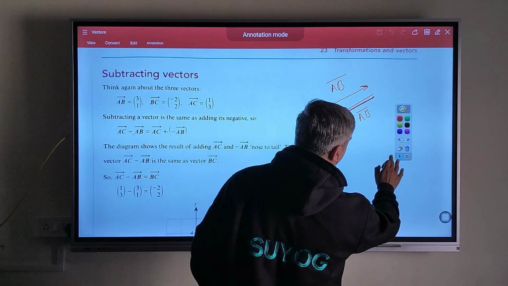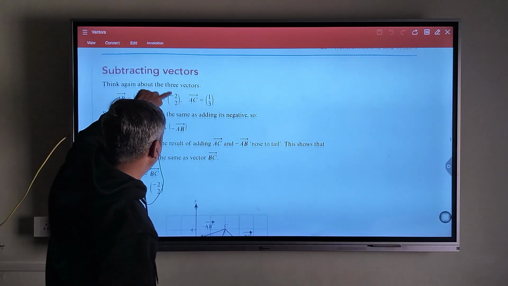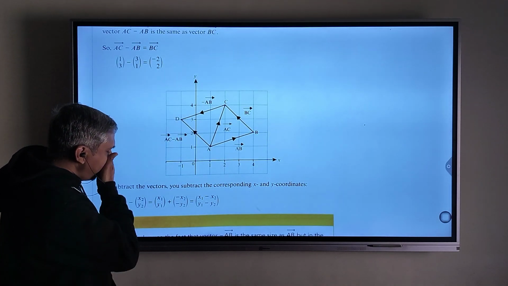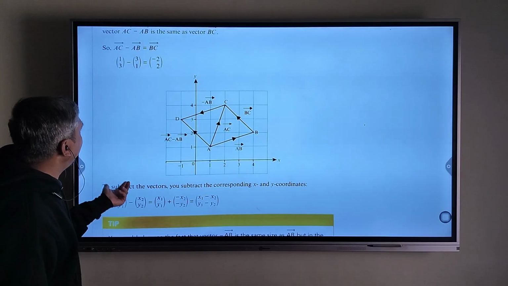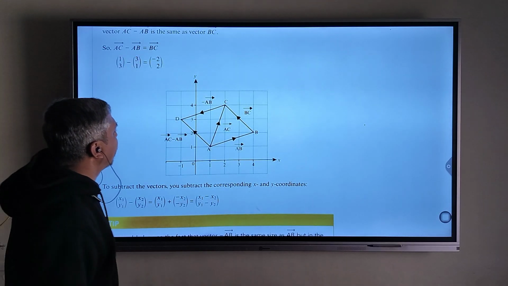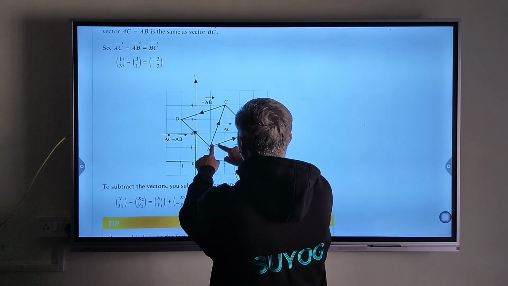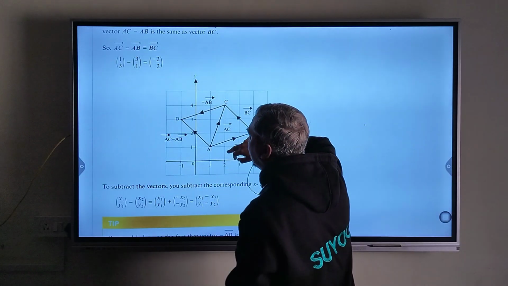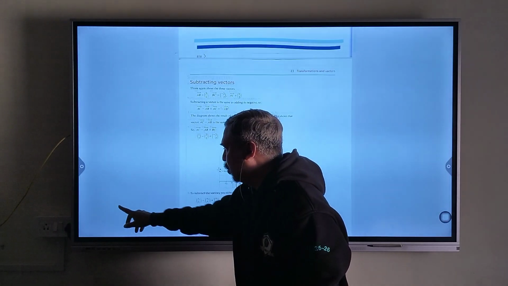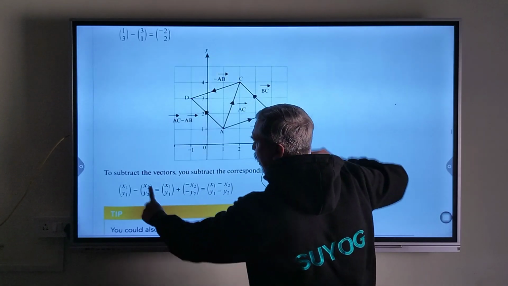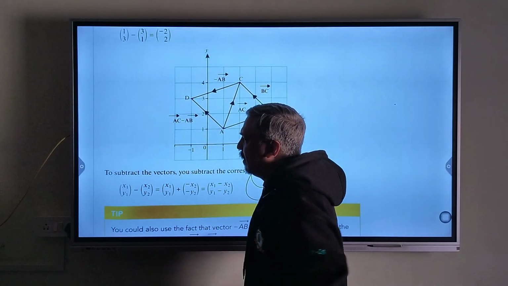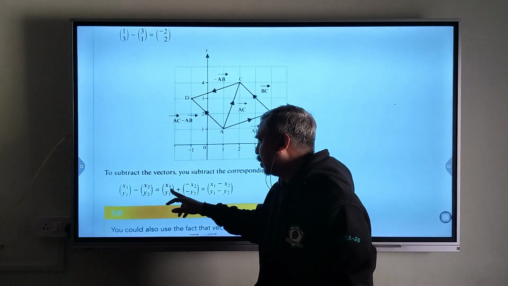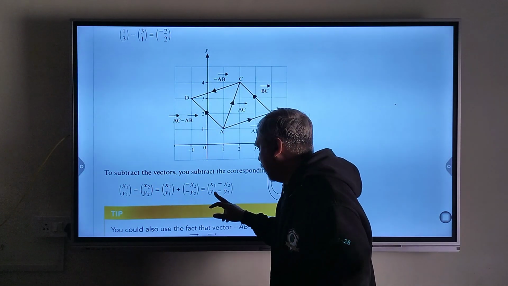This can be shown diagrammatically as follows. So the subtraction of vectors AC bar minus AB bar, we do minus AB bar here and then we can subtract them and we'll get this. If the first vector is represented by the column vector x1 y1, and the second vector by the column vector x2 y2, then subtraction will give us a column vector x1 minus x2 and y1 minus y2.